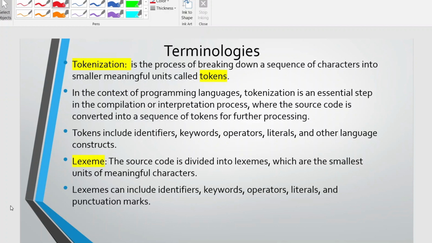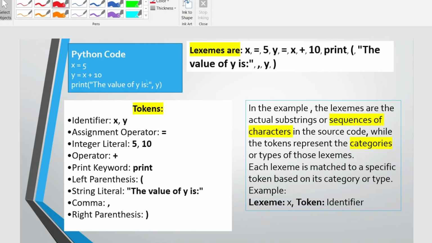Let me show you with the help of an example. This is code written in Python. In this code, we have written x equals 5, y equals x plus 10, and then a print statement. Now, every single unit over here is treated as a lexeme. This x is a separate unit, called a lexeme. Equals is also a lexeme. Now 5, and similarly y equals x. These all are called lexemes.